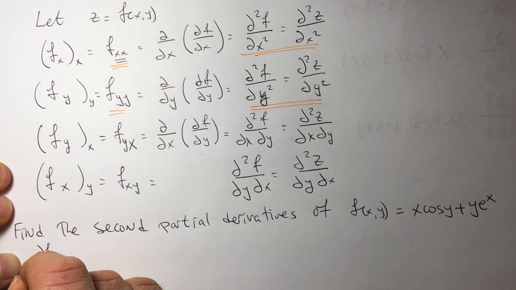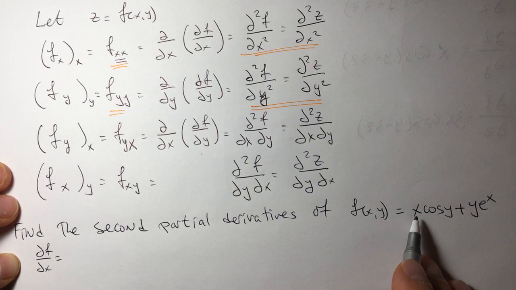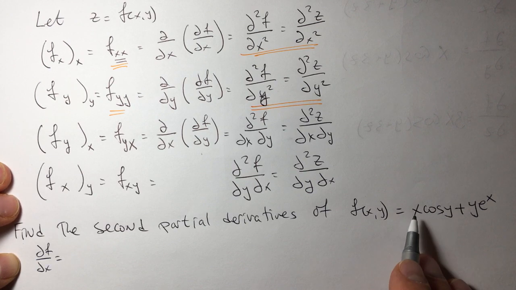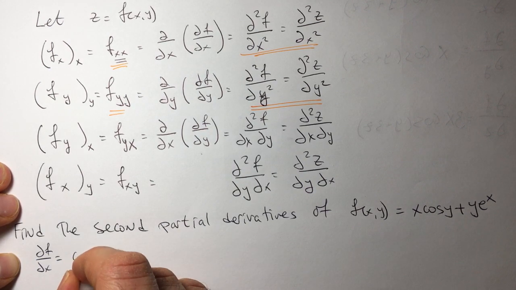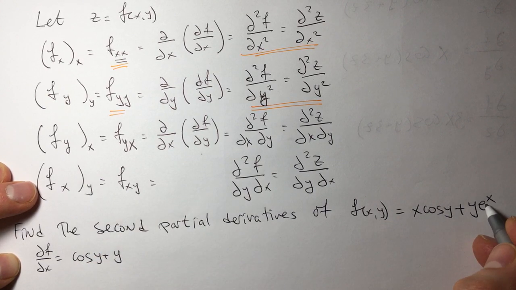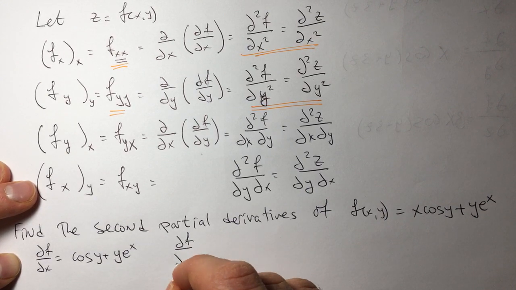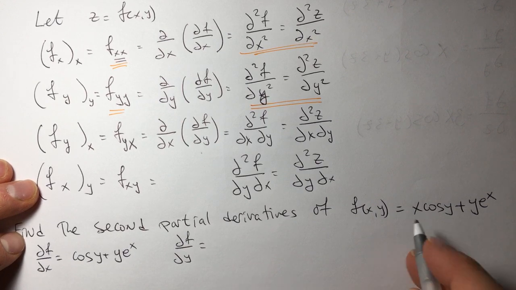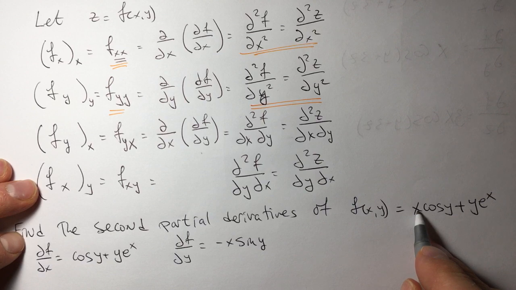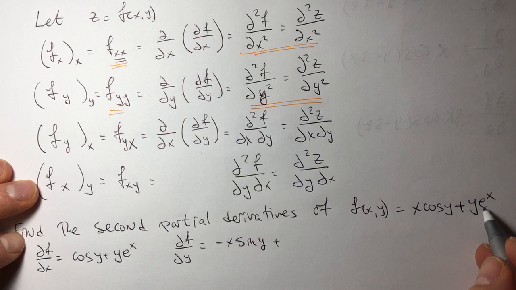So partial f partial x is equal to, x is a variable, everything that doesn't depend on x is treated as a constant. Derivative of x is 1 times cosine of y, plus y is being treated as a constant, derivative of e to power x is just e to power x, okay? And now partial f partial y, by the same logic, it's negative x sine of y, x is being treated as a constant now, cosine of y, derivative of cosine of y is negative sine of y, plus e to power x is being treated as a constant, derivative of y is just 1.